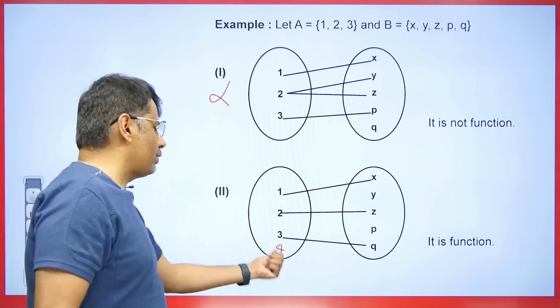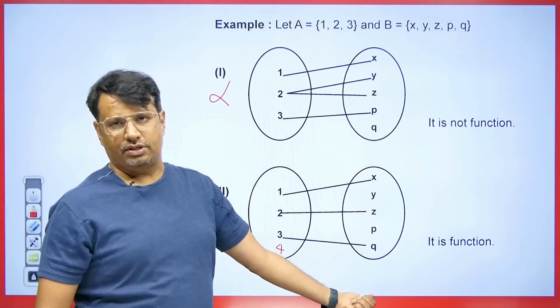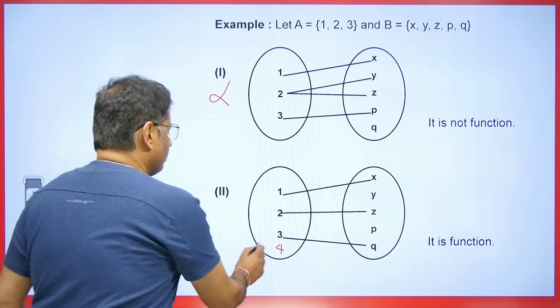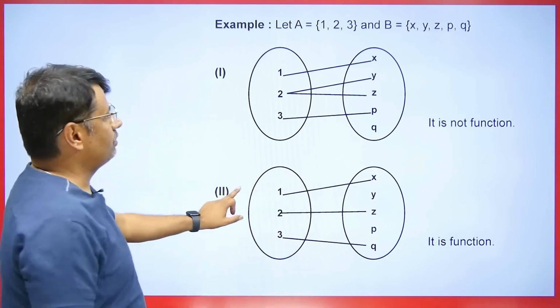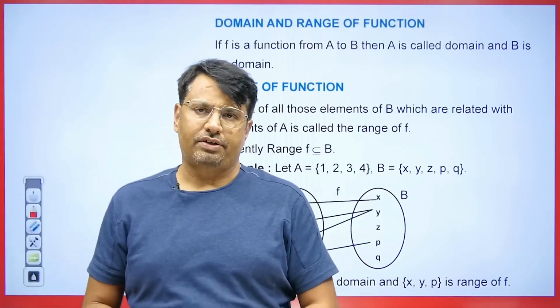Because if there is a student here, then his weight should also be here, right? So this needs to be taken care of. Anyway, this function is still there. Is this clear? So students, let's talk about the domain and range of a function.